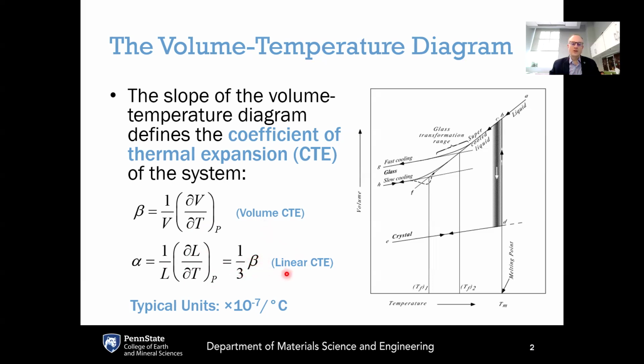Now, the typical units that are used to express CTE values for glassy materials are 10^-7 per degree C. And this is just a convenient unit because the thermal expansion coefficients for glass tend to be quite small. For a lot of other materials like metals and polymers, the units are usually 10^-6 per degree C, or ppm per degree C. But in the glass science community, it is conventional to express the numbers as 10^-7 per degree C because of the small values that are involved.